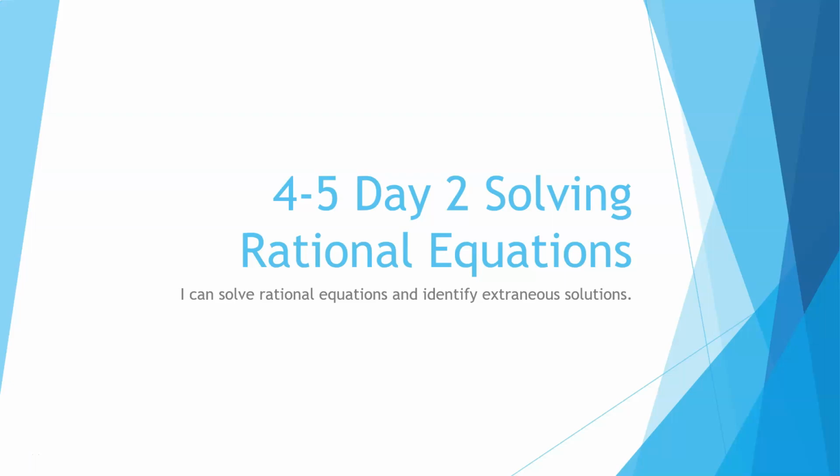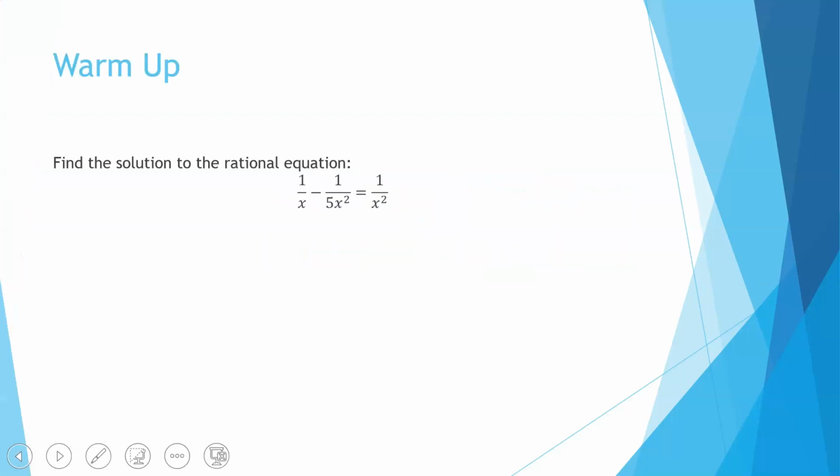Today's lesson is the last lesson of chapter 4, and we will be looking at our second day of solving rational equations. Before we start, I want to make sure you review what we did yesterday. So I want you to take a second and try this warm-up to find the solutions to the rational equation 1 over x minus 1 over 5x squared equals 1 over x squared. So pause the video, try it, and then check your answer.